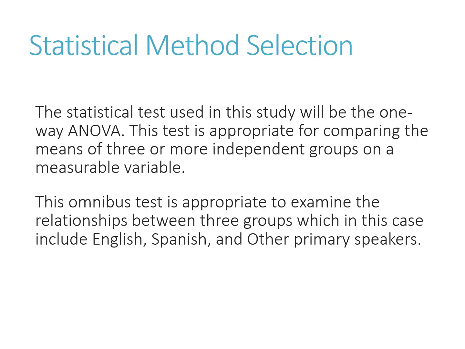Since we are comparing the means of English test scores across three independent groups defined by primary language, we employed a one-way ANOVA test. This test is ideal because it allows us to assess whether there are overall differences in test scores among the groups before diving into which specific group differs the most.